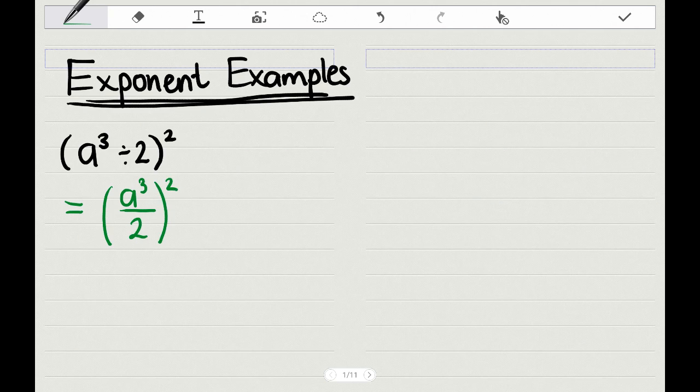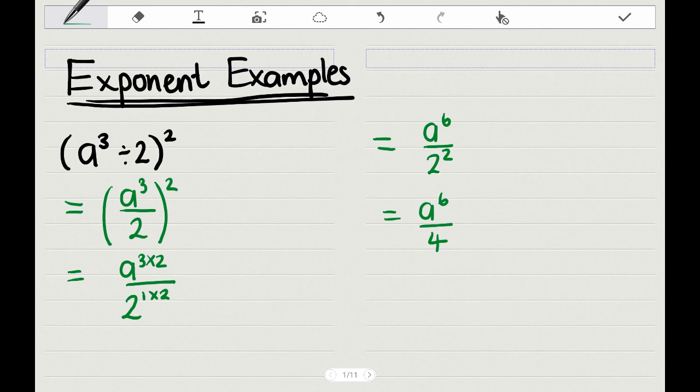Then what we're going to do is the exponent law where we distribute. And when we're raising to a power, if you remember from the last video, we multiply. So this is 3 times 2. And when we don't have an exponent, we know it's 1, and that's times 2. So I'm going to continue over here. This is a to the power of 6 over 2 squared, which you can write as a to the power of 6 over 4. So that wasn't so bad.